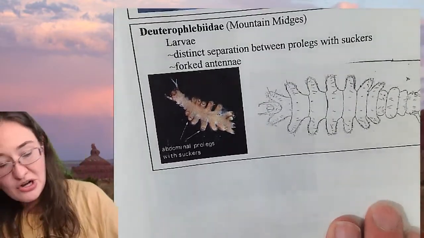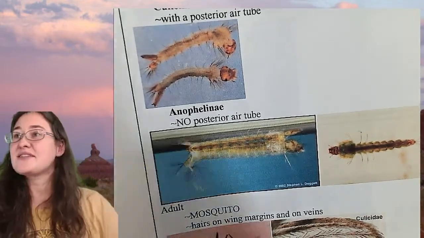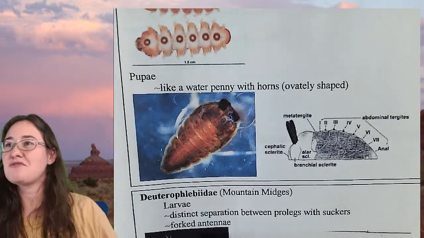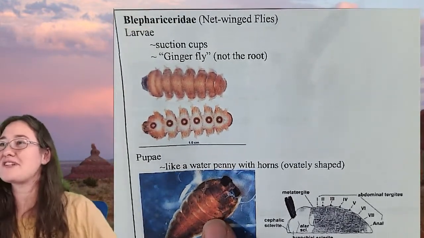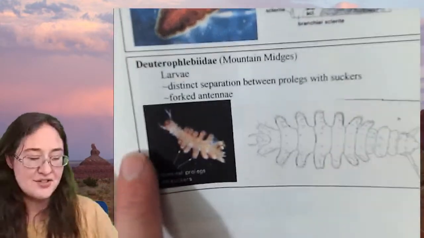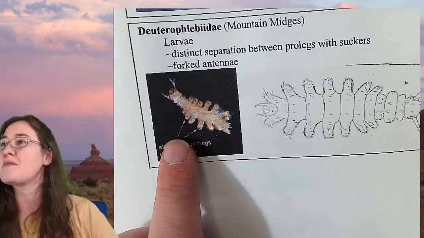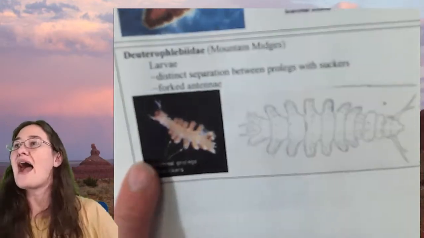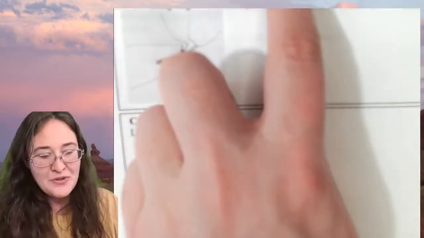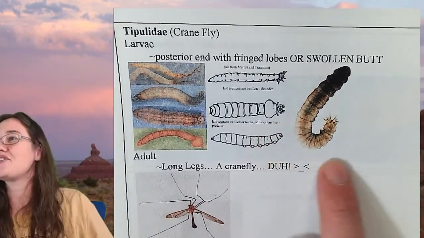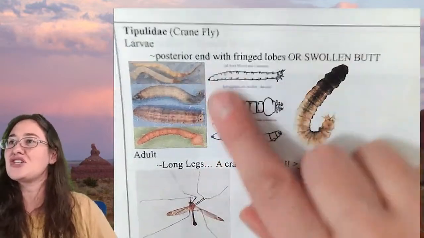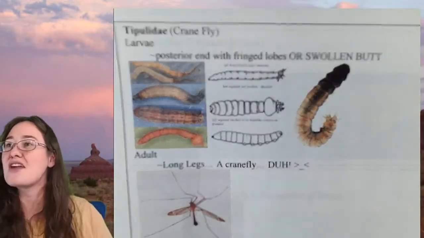Alright, so I'm gonna skip some of these flies that you're probably never gonna see. Blepharocerids are only found at the bases of waterfalls. Deuterophlebiids are pretty much only found in highly clean mountain streams. Crane flies, those are guys you'll see. They have an end that has all of these kind of flanges. They can have all different shapes. They're big, they're fat, they are shredders.